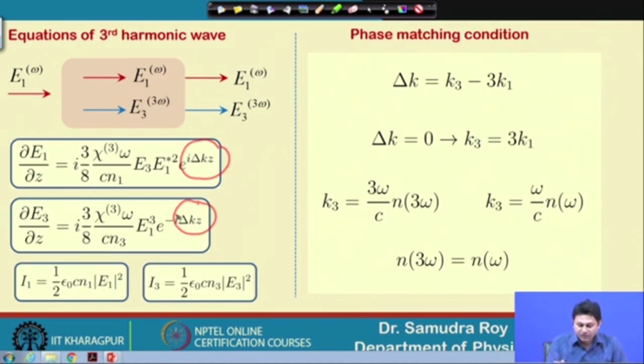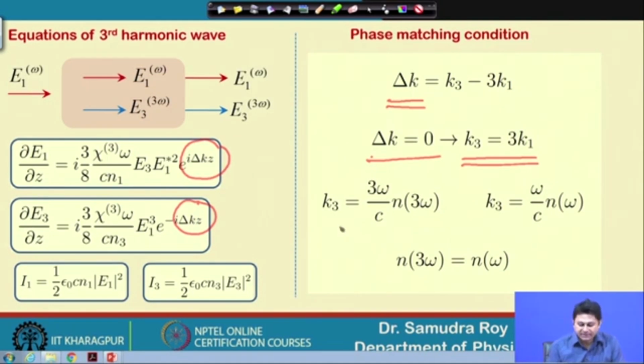Now, in order to have a phase matching condition, we know that this delta k has to be 0. That means the phase mismatch between the third harmonic wave and the corresponding fundamental wave is 0. Delta k equal to 0 basically gives us a condition that k3 has to be equal to 3 k1. Now, k3 is the propagation constant of the third harmonic wave.